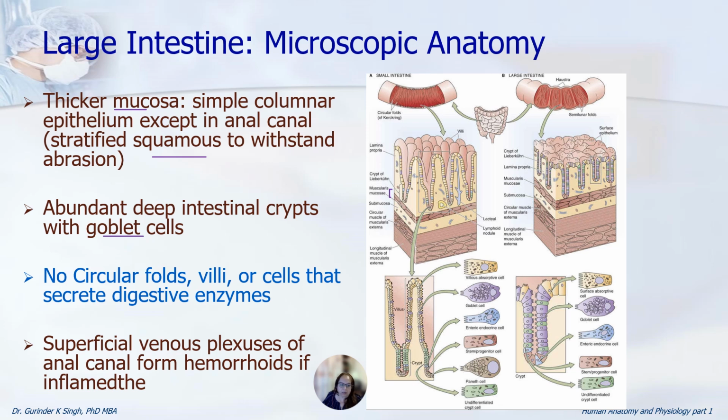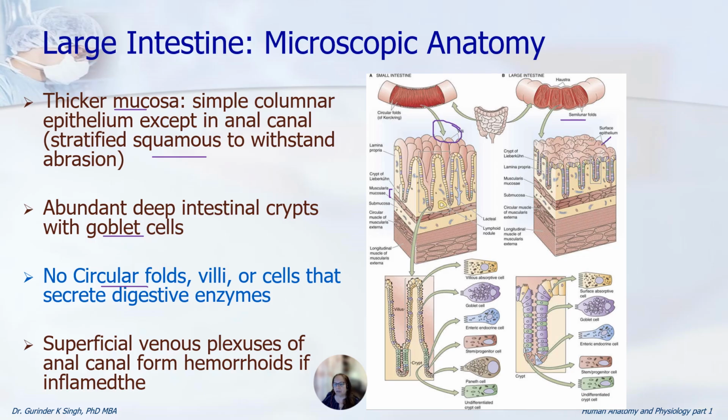The large intestine does not have circular folds or villi, and the cells also do not produce any kind of enzymes. So there is almost no digestion occurring in the large intestine. It's only water being absorbed in the large intestine. This picture gives you a very nice comparison between the small and the large intestine. We have semilunar folds and haustra, whereas we have circular folds in the small intestine. We do not have the large villi that are present in the small intestine.